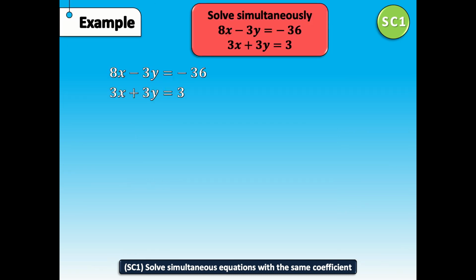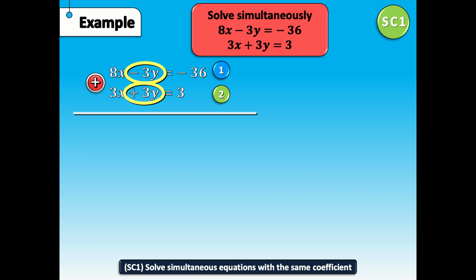So this time, we've got 8x minus 3y equals minus 36, and 3x plus 3y equals 3. So we need to be able to do this with negative numbers. So you need to be really confident with your negative numbers and just take care. So we've got equations 1 and 2. And I have a look at which ones are the same. So I've got a 3y and a 3y, but one's negative and one's positive. So because the signs are different, I need to add them together.